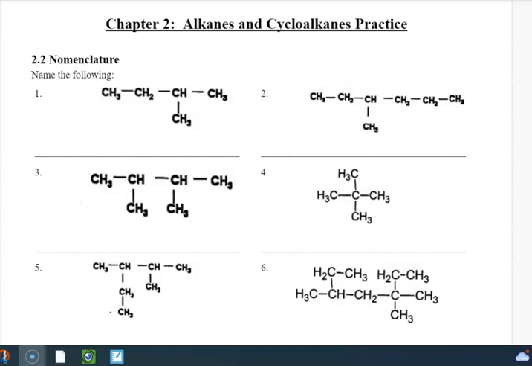For number 2, I'm going across there. My longest chain is 6. So I'm going to number them from left to right because the branch would be on carbon number 3 if you did it that way. So that becomes 3-methylhexane.